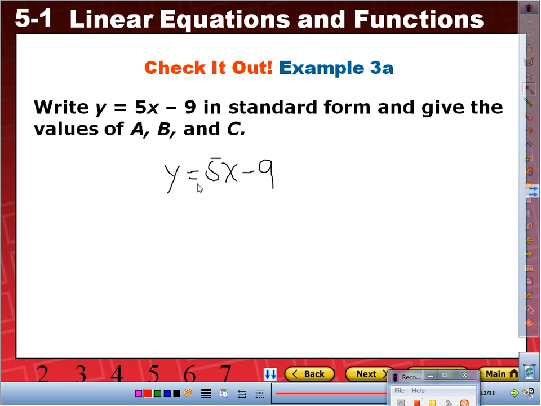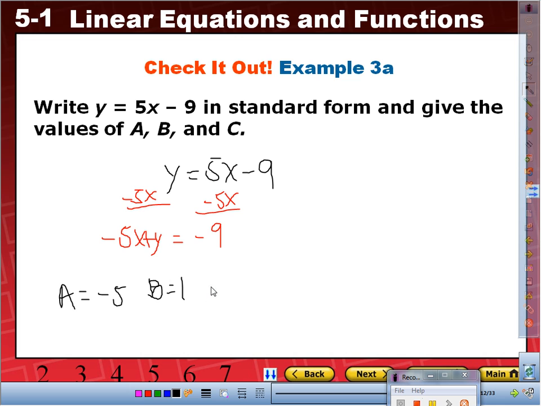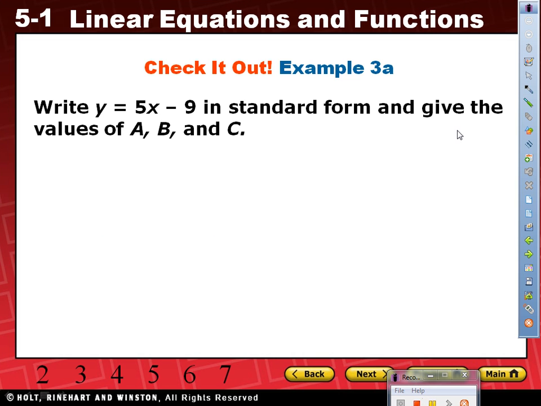All right. So you subtracted 5x from each side. Is that correct? And we're left with negative 5x plus y equals negative 9. Therefore, A is equal to what? Negative 5. B is equal to 1. And C is equal to negative 9. Hands, have you got that? Okay. So far, so good? Okay.